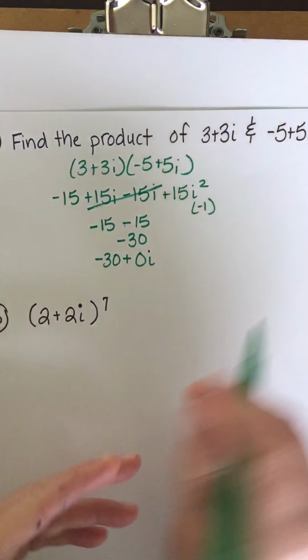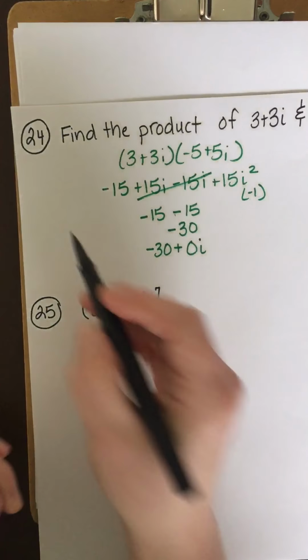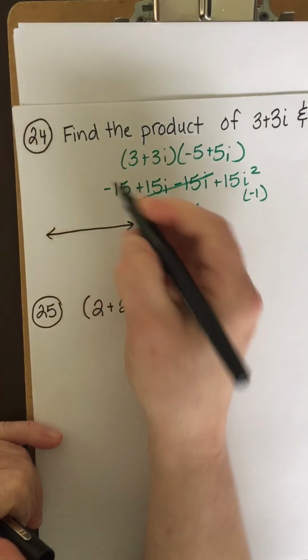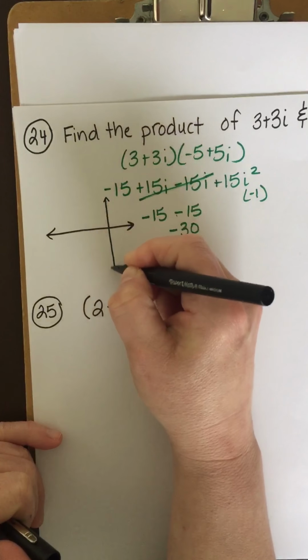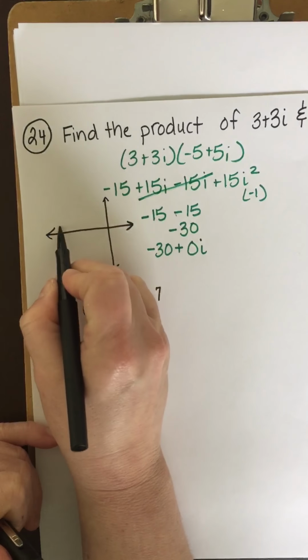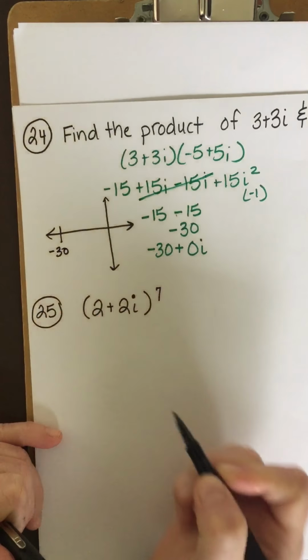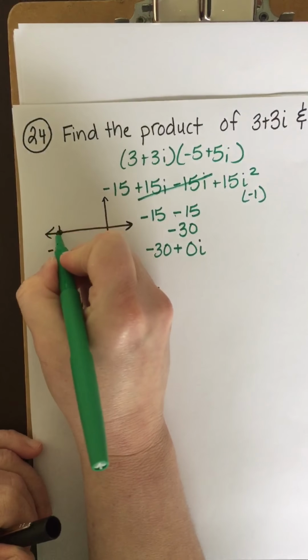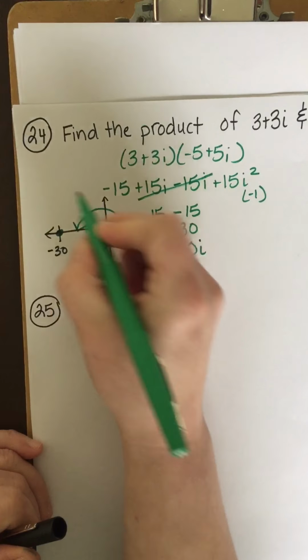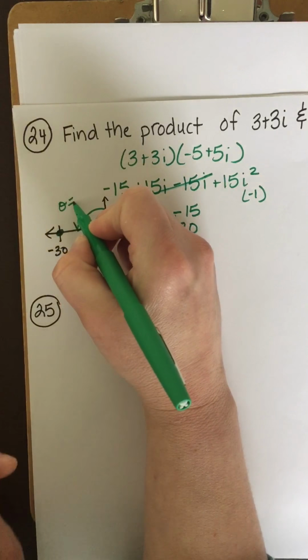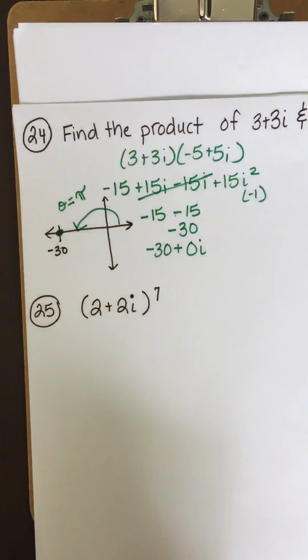All right, so let's think about how that would look if we graphed it. Super quick sketch. We would go over to negative 30 and put a point. So theta is going to be pi. If they ask for degrees, it would be 180 degrees, but I'm going to go with pi for this. All right, so we got our theta. Now all we need is our r.